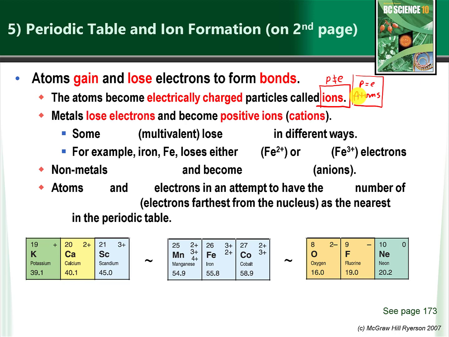Now, we're going to talk about metals and nonmetals and how they're different. So, metals lose electrons. And when you lose electrons, that means you have fewer electrons than protons, so there are more positively charged items in there, more protons, so it's going to be positive ions. Another name for positive ions is cations.